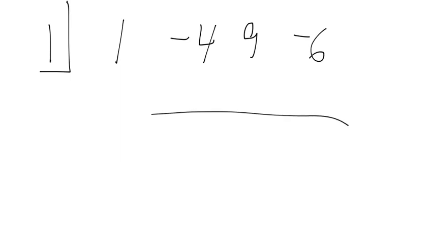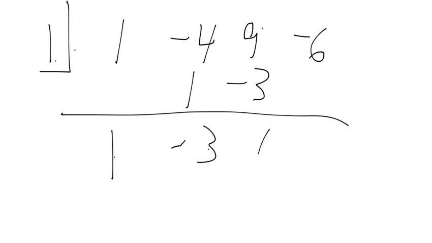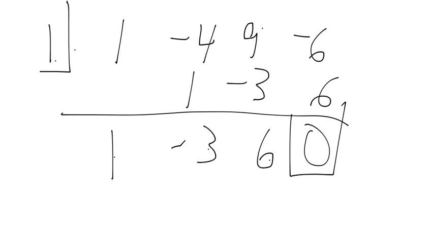If you wanted to do synthetic division, which I think is what your textbook does, you could set up like this. You could bring down the 1. 1 times 1 is 1. Negative 4 plus 1 would be negative 3. Negative 3 times 1 would be negative 3. 9 plus negative 3 would be positive 6. 6 times 1 is 6. And look, you still get a remainder of 0. So either way, you can say yes, 1 is a factor of x to the 3rd minus 4x squared plus 9x minus 6.